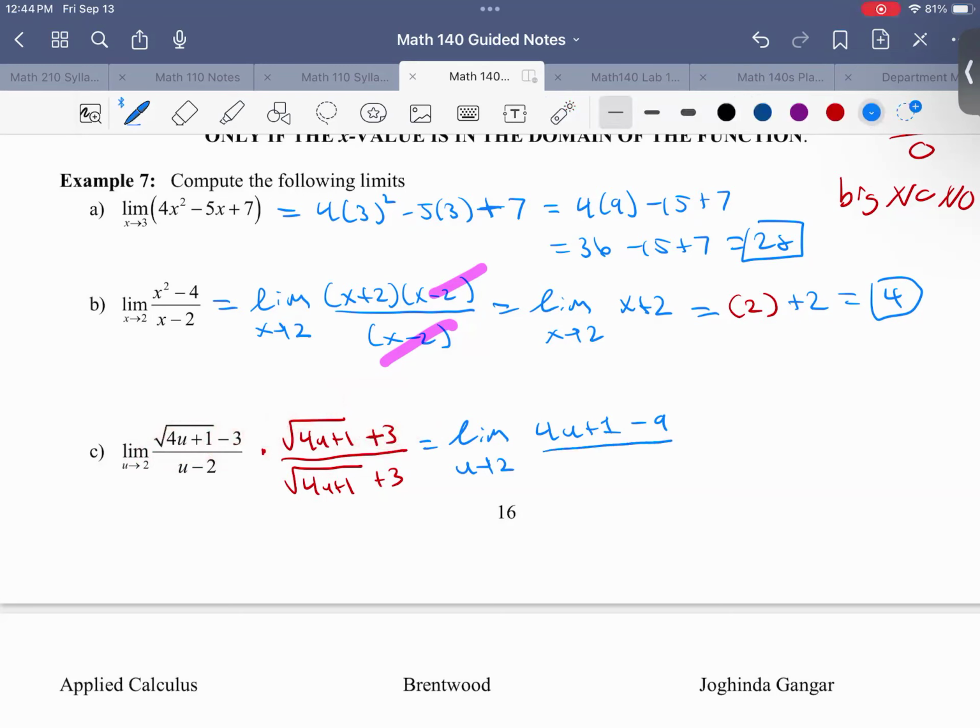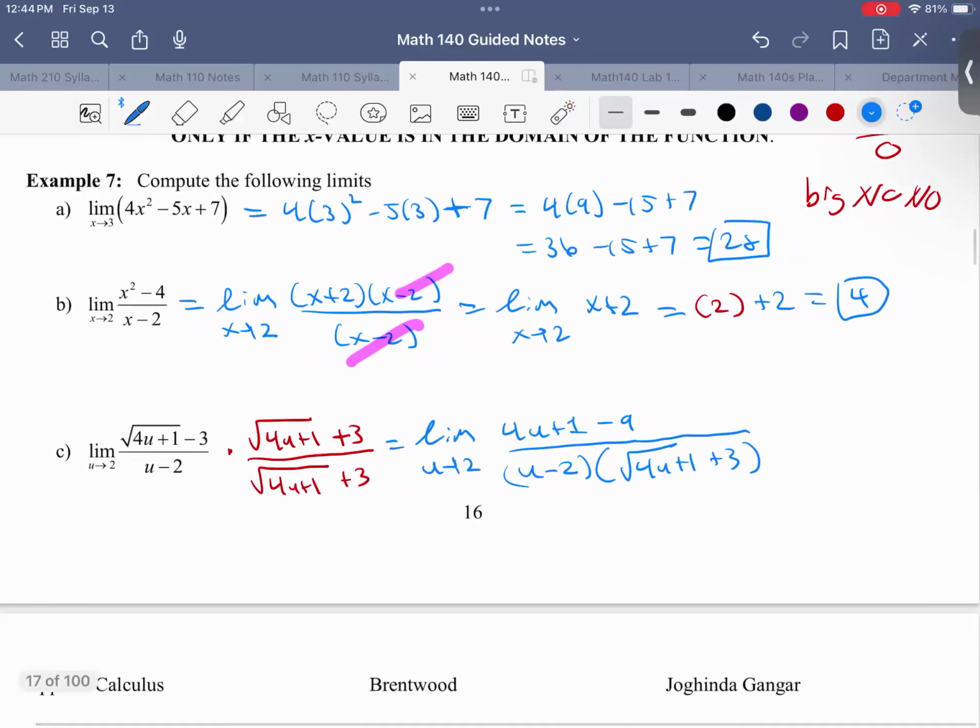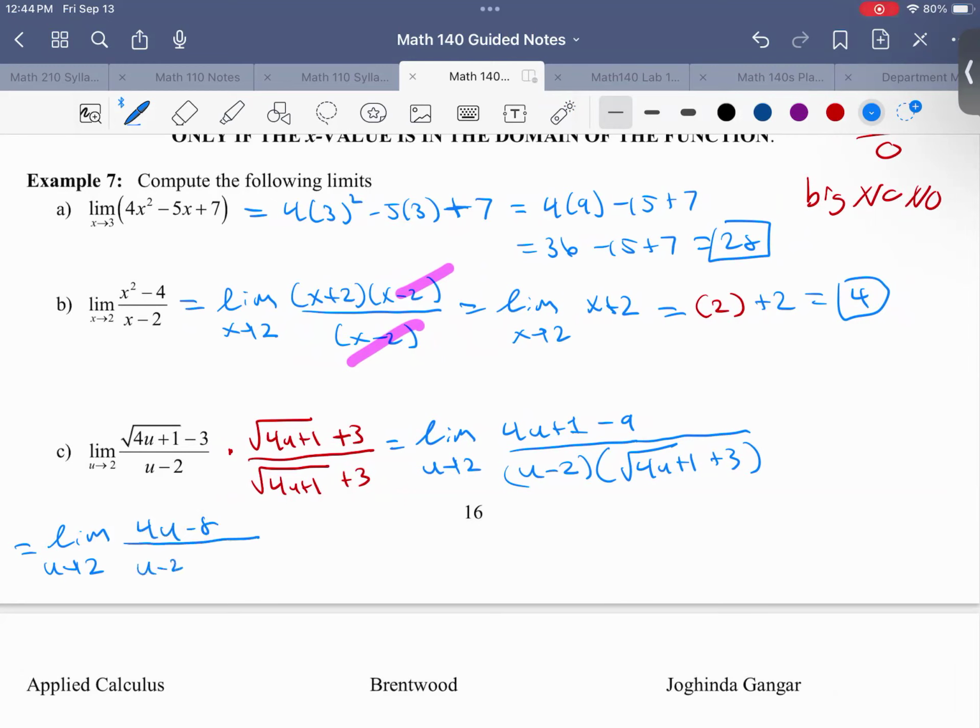So on the bottom, what you have is u minus 2, and I don't even want to multiply all of that out. It's just too ugly. I'm gonna leave it like this, right? I'm not even multiplying those things out. Okay, so that's what I'm left with, and we can simplify a bit. So this becomes, coming down here, limit as u approaches 2 of 4u minus 8 over u minus 2 and square root of 4u plus 1 plus 3.